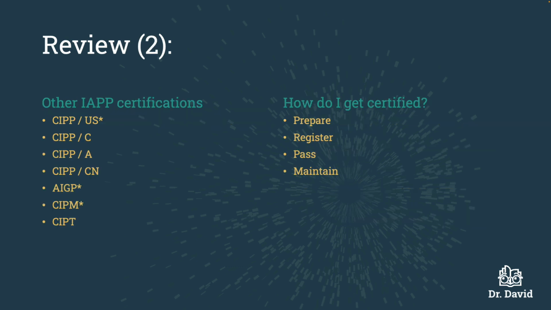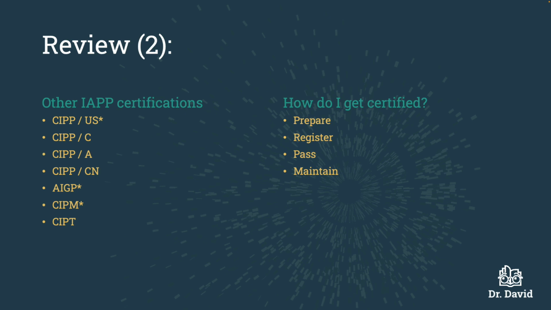IAPP offers a number of certifications, including jurisdictional specializations in the United States, Canada, Asia, and China. There are also 3 specialization certifications. These include the AI Governance Professional Certificate, the Certified Information Privacy Manager, and the Certified Information Privacy Technologist. If you're interested in checking out my other courses, I offer courses covering the CIPP US, AIGP, and CIPM.